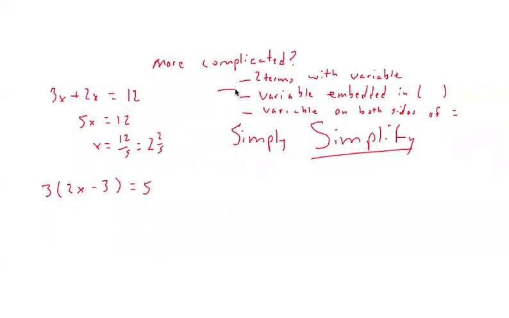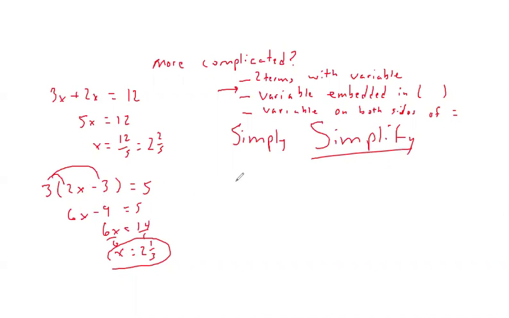Second thing, if the variable is embedded in a parenthesis, simply use your distribution property, multiply the number outside by the inside, and get 6x minus 12 minus 9 equals 5. Take the 9 across, get 6x equals 14. Divide the 6 out and get 2 1/3. And you're done. So the first thing you did was simplify, do the distribution, and then go from there.